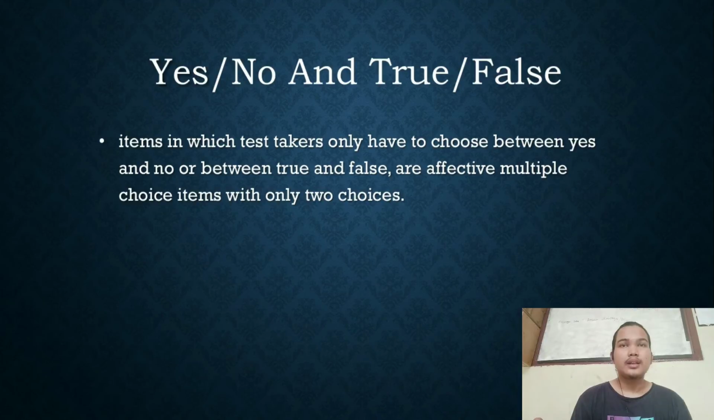Yes or no and true or false. Items in which test takers only have to choose between yes and no or between true and false are effectively multiple choice items with only two choices.